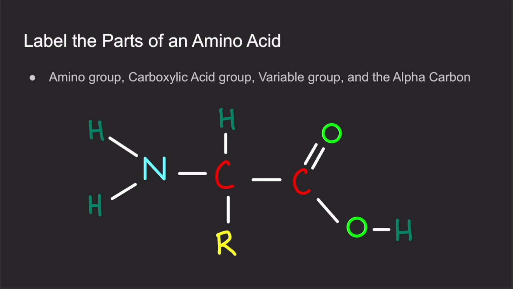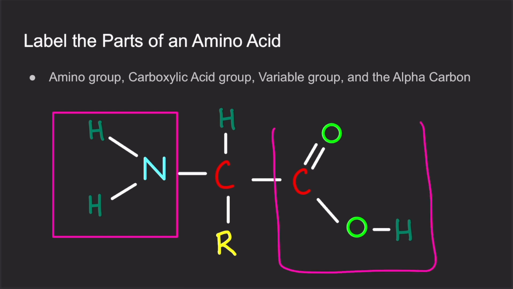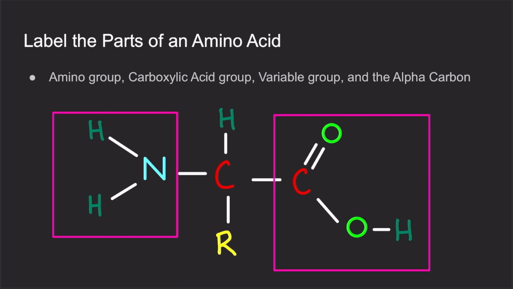So the first one is the amino group, right? We're looking for the amine. That would be this group here, right? Amines are based off of nitrogen. We have the carboxylic acid group. That is here, right? It's an acid. This H is our acid, okay? So that'll be the proton that gets donated, right? That's how we define an acid. We need our variable group. Well, that's noted by R. And finally, the alpha carbon is that guy there.